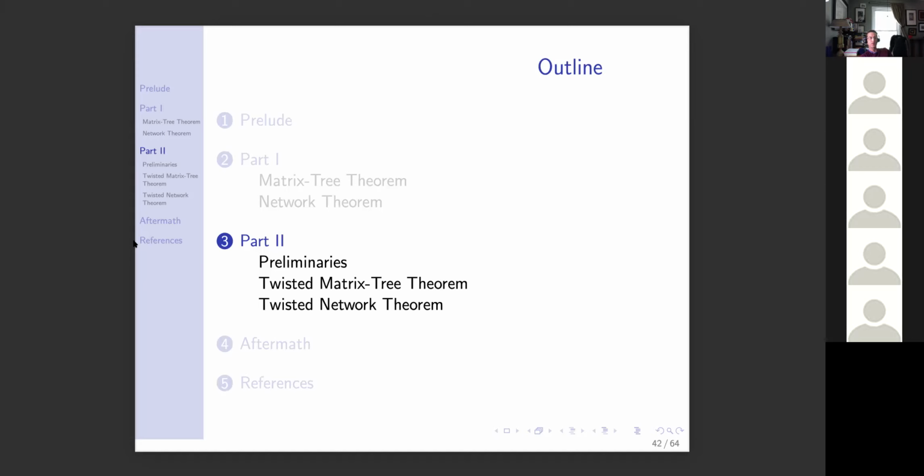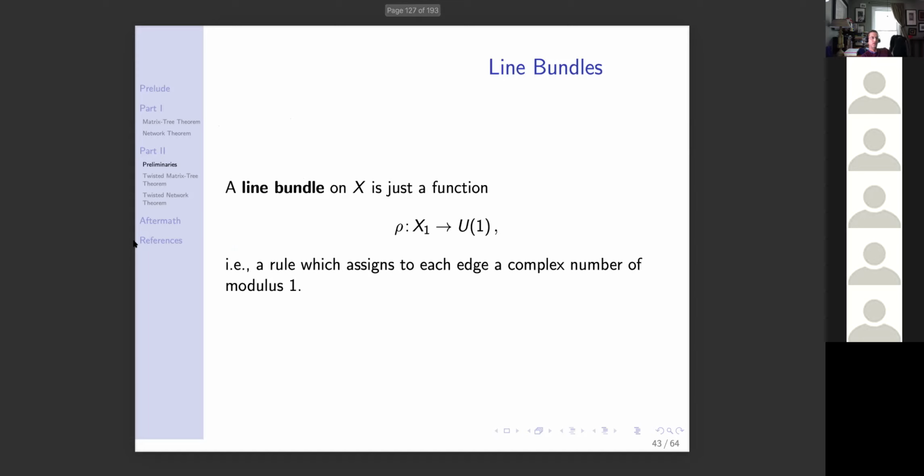And the second part of my talk is about twisted versions of the matrix tree theorem. So I want to talk about line bundles. A line bundle on a graph X is nothing more than a function which assigns to each edge an element of the unitary group U(1) of 1 by 1 matrices. If you don't like U(1), it's just a complex number whose norm is 1. So that's an element of the circle, in other words.